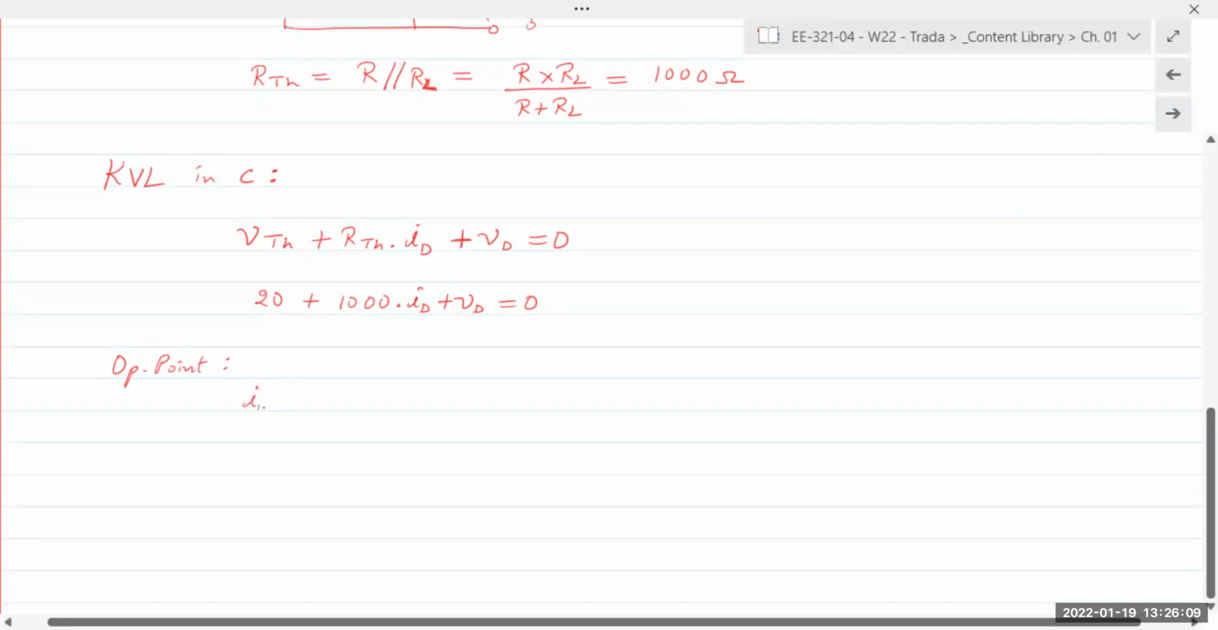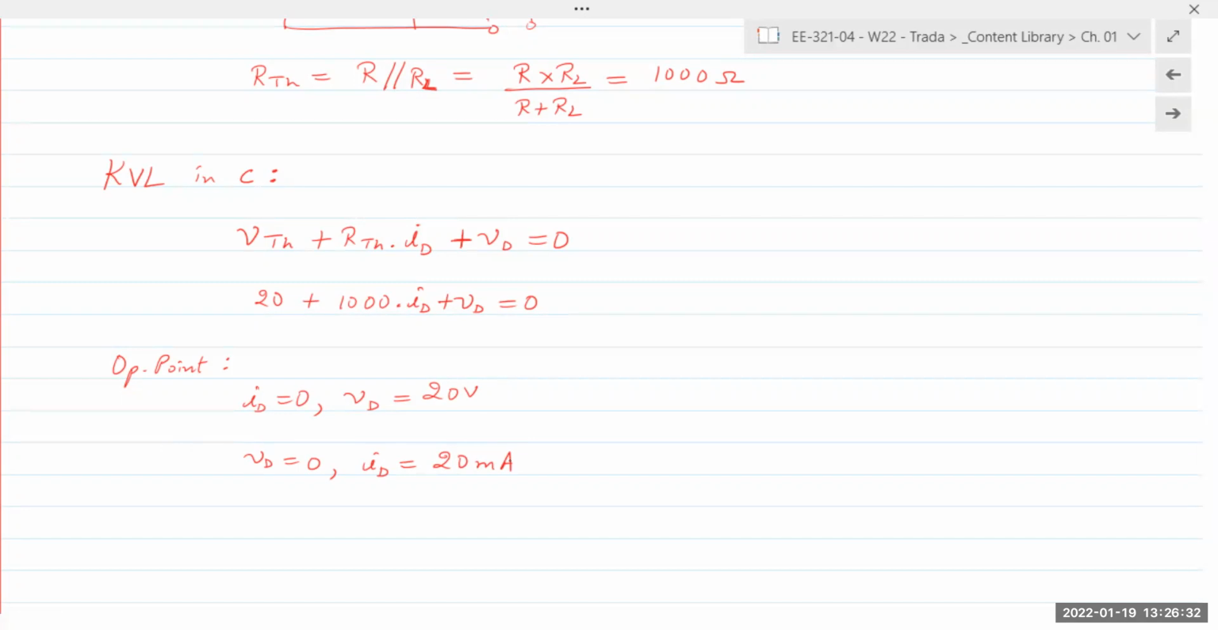Plug in ID equal to 0, and you get VD equal to VTH, or 20 volts. You plug in VD equal to 0, and you get ID equal to VTH over R, so you get 20 milliamps. That gives you your load line, the two endpoints of your load line. Think over it 10 seconds or longer, and let me know if you have any questions.